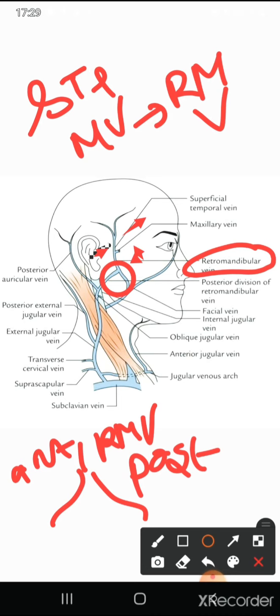Now what is going to happen? Let's erase this so that we can view it easily. This anterior division of the retromandibular vein is coming and joining with the facial vein. Before that, we should talk about the facial vein. How is that formed? We can see that over here.